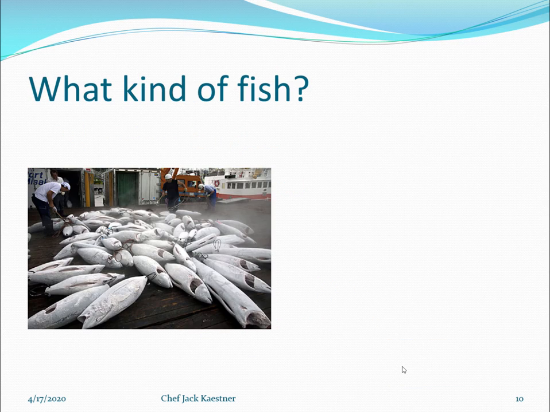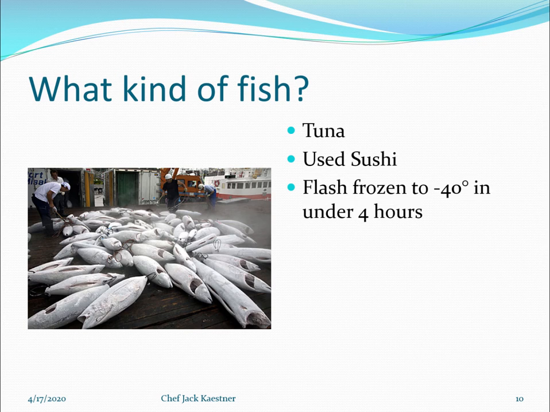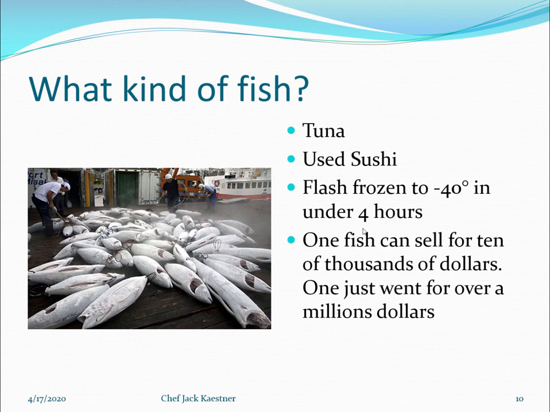What kind of fish is this? Tuna. You wouldn't think of it, but the ships go out to sea, and they catch the fish, and then they'll gut them, take the head off, sometimes they'll leave the head on, and then they blast freeze them to -40 degrees out at sea, and then they keep on fishing. Tuna like this is used for sushi. They'll blast freeze it. One fish can sell for thousands of dollars, and recently I've seen some of the tunas have been going for over $1 million for one sushi grade fish.